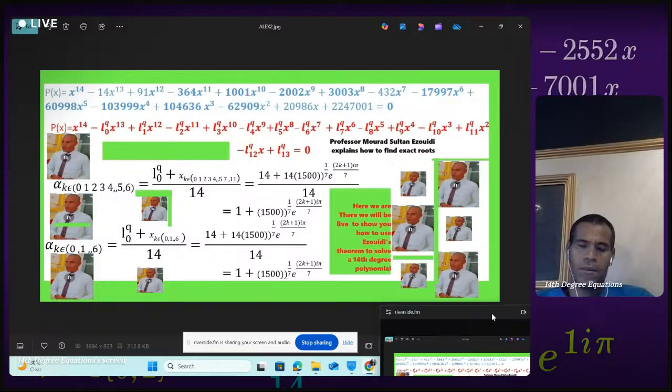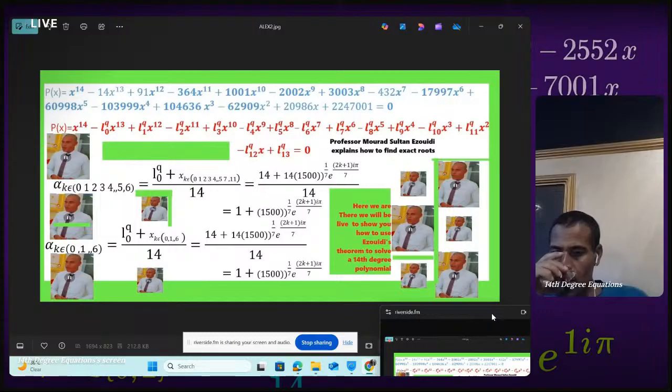Yeah, so we're diving into this document, aliax2.pdf. It's basically an image showing a theorem. Right. A theorem by Professor Mourad Sultan Ezouidi. And the claim is pretty bold. It supposedly gives the exact roots for a 14th degree polynomial. So our mission is figuring out what this method actually is. And when you say hefty, you weren't kidding.